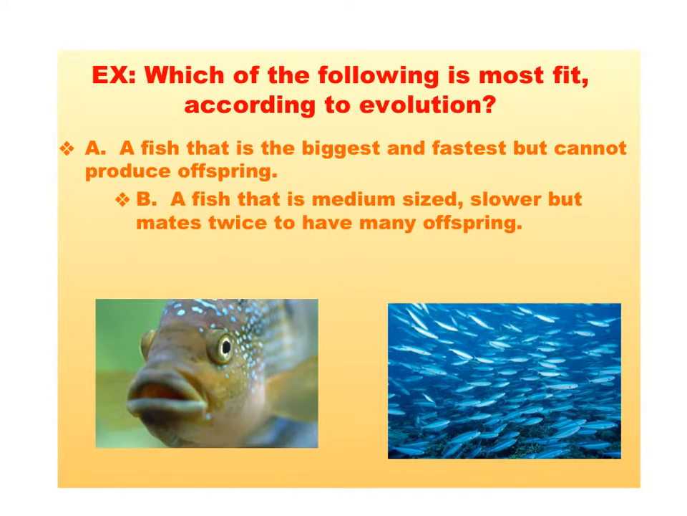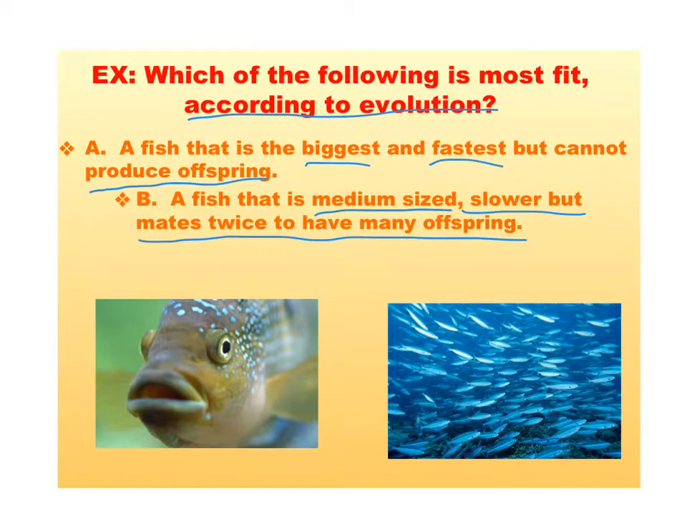Okay, so which of the following is most fit according to evolution? A, you've got a fish that is the biggest, the fastest, but it cannot produce any offspring. All right. Then we have a fish that is medium-sized and slower, but mates twice to have many, many offspring. Which of those would be the most fit? I'll pause and hear your answer.